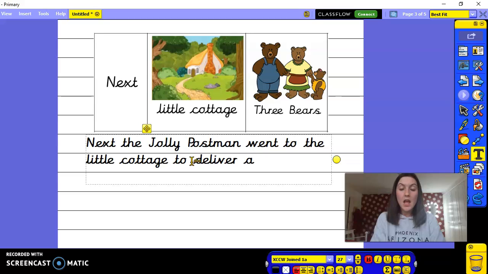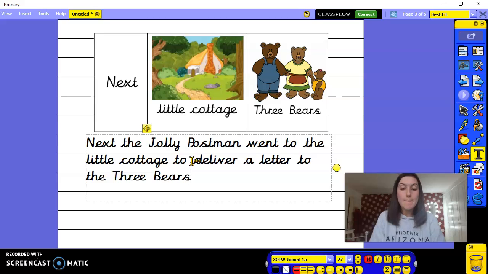To deliver. It's a bit tricky, this word, but I'm just going to do my best sounding out. Deliver a letter to the, and then remember, what do I need at the start of this as it's their name? 3 bears. And I've done a full stop as I needed to take a breath, and my sentence is complete.